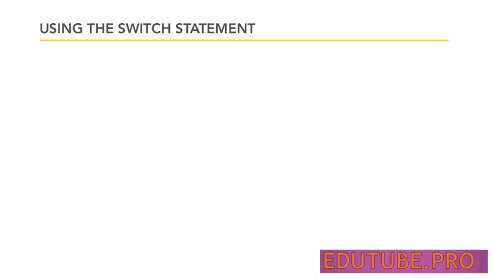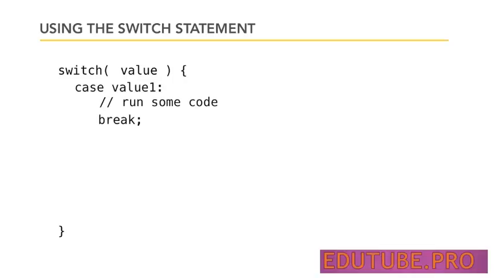The way you use a switch statement is you write the word switch, and there's a value that you pass to the switch statement. And then inside the switch statement, you use a whole bunch of cases. So you have a case for some value, which will then run some code, and you have a break statement, which says, okay, that's the end of this case. And then you can do this as many times as you need it. So you can have a case for a whole bunch of different values that all run different code.